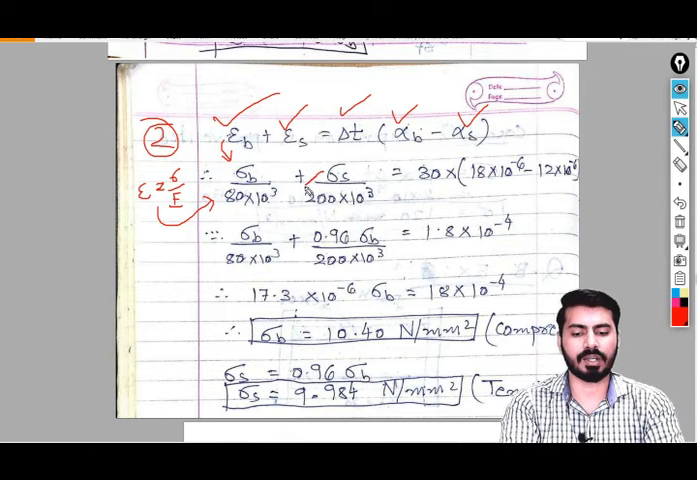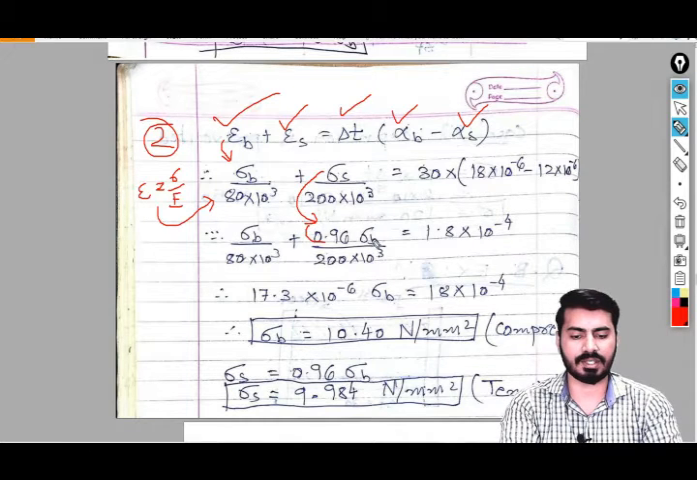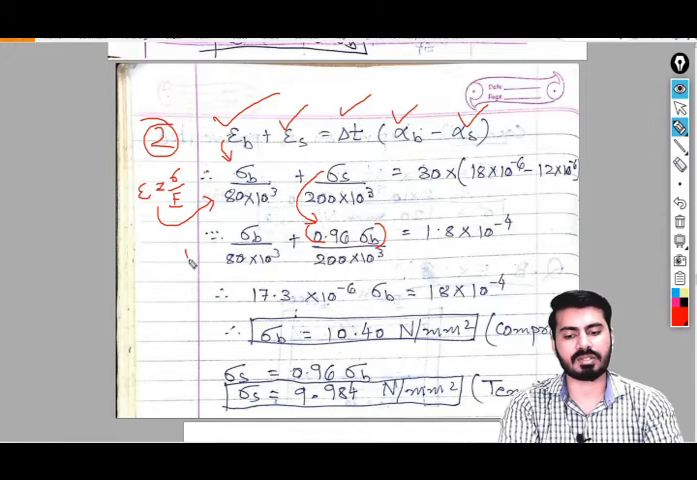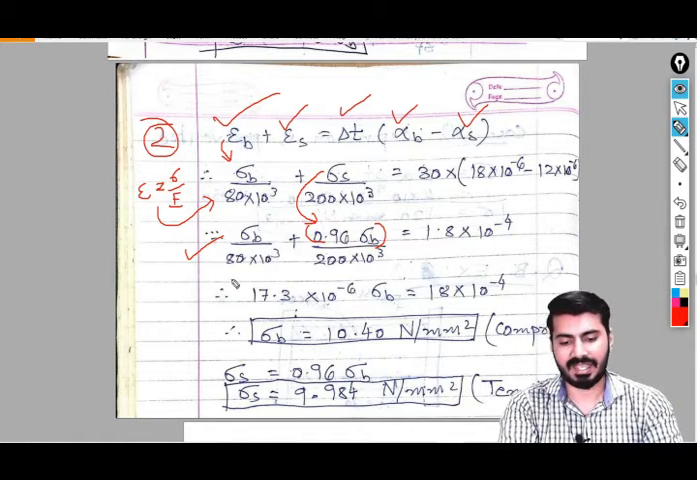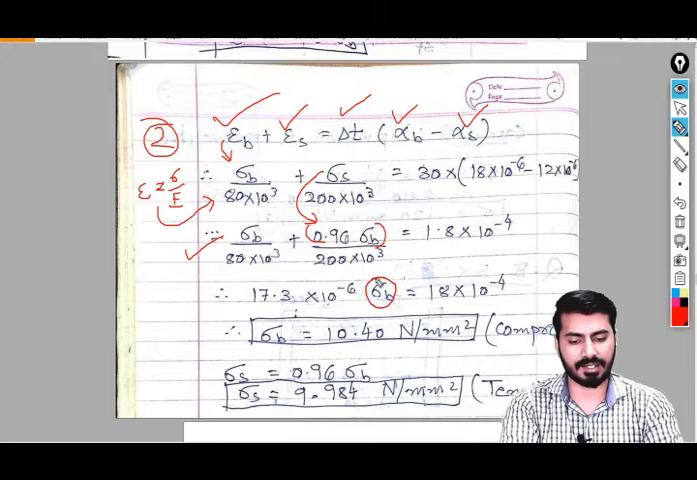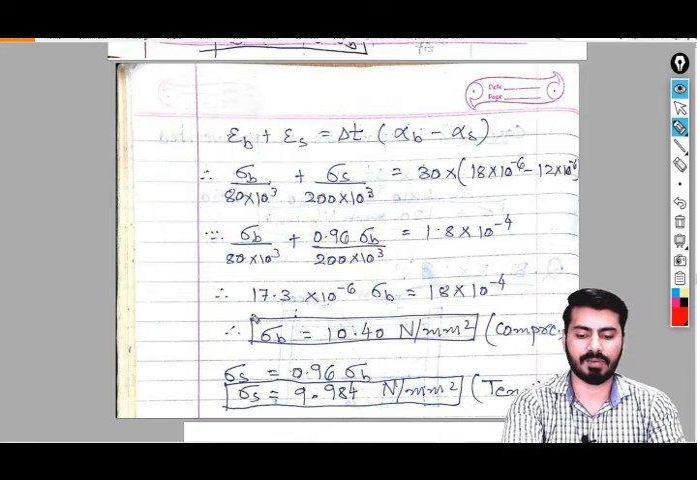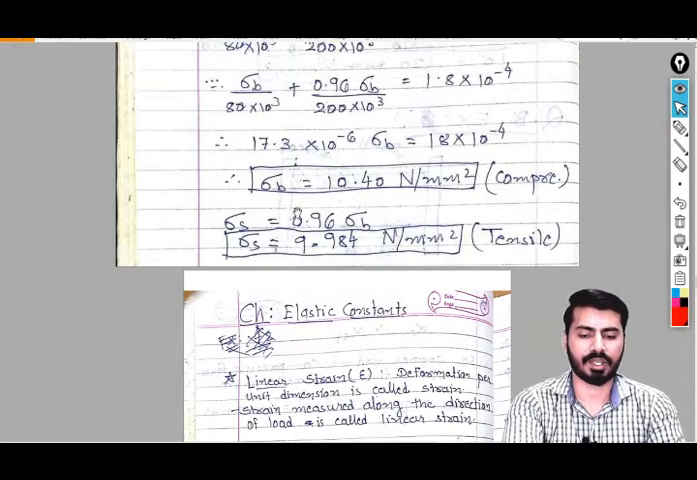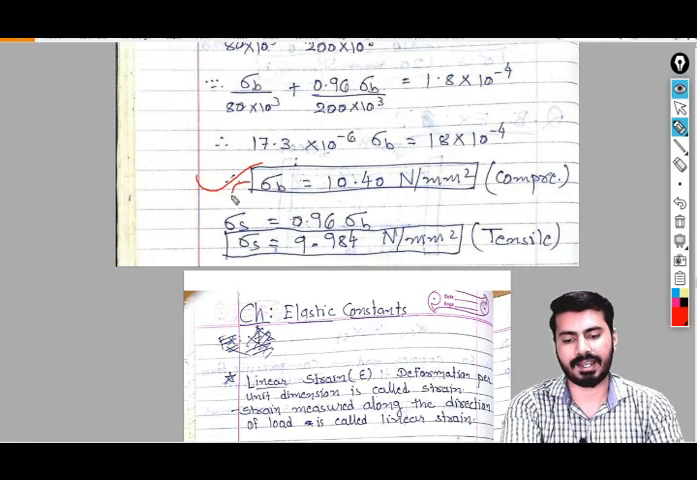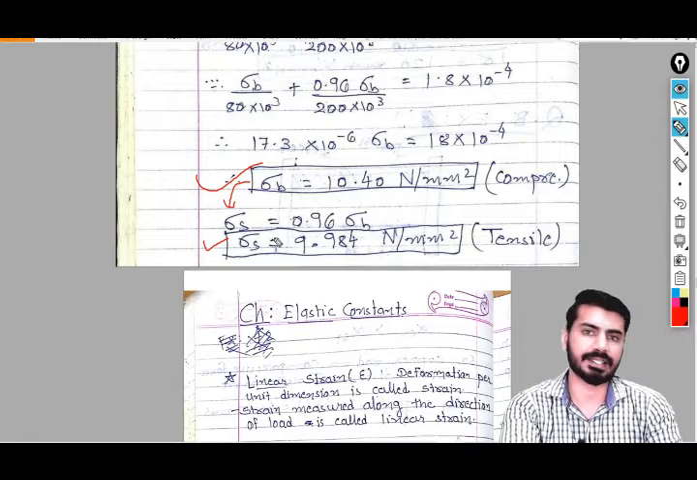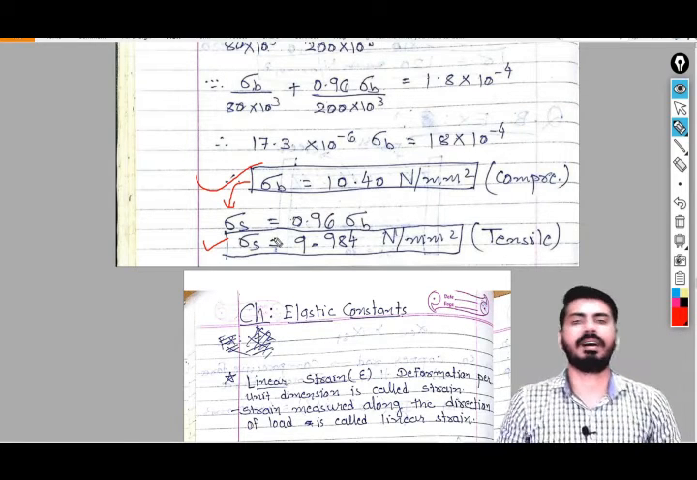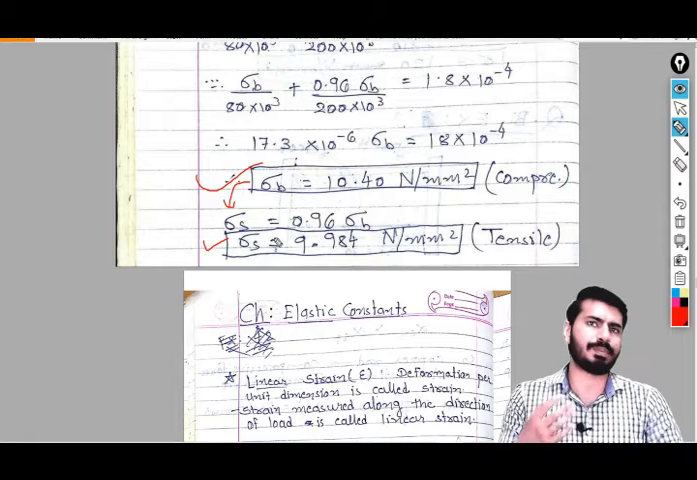From equation number 1, we are going to convert this in terms of sigma B, and now in this equation the only unknown remaining is sigma B. If you take sigma B as the subject and calculate the rest of the values, you will get the answer for sigma B as 10.40. Okay, so that is the answer for sigma B. Similarly, for sigma S, you can directly calculate the answer from equation number 1, and the sigma S answer will be calculated like this. So this was the basic example which you need to remember and practice.